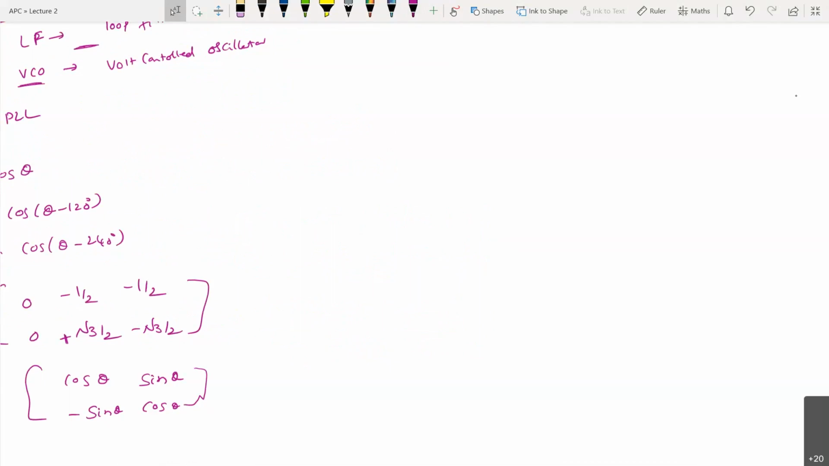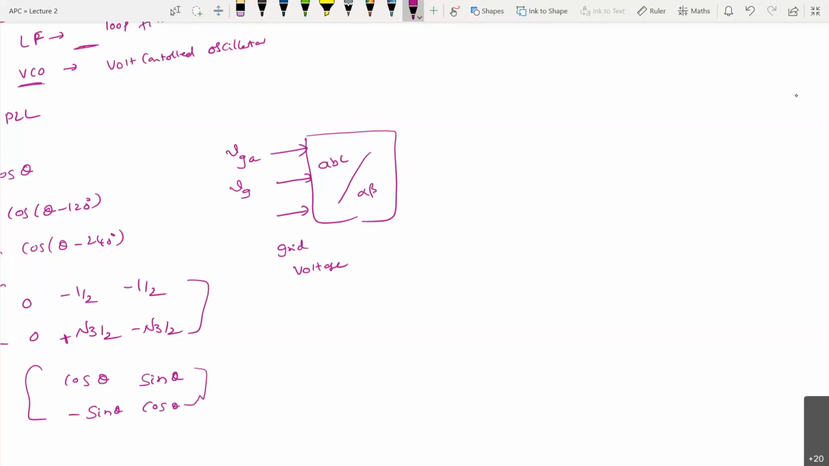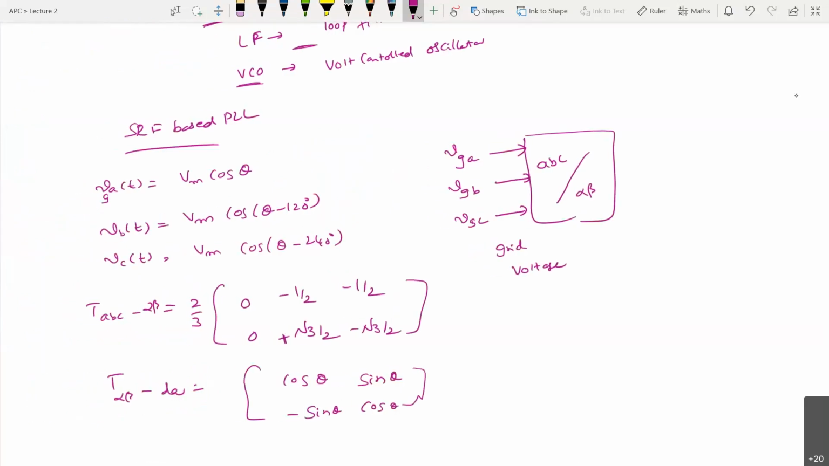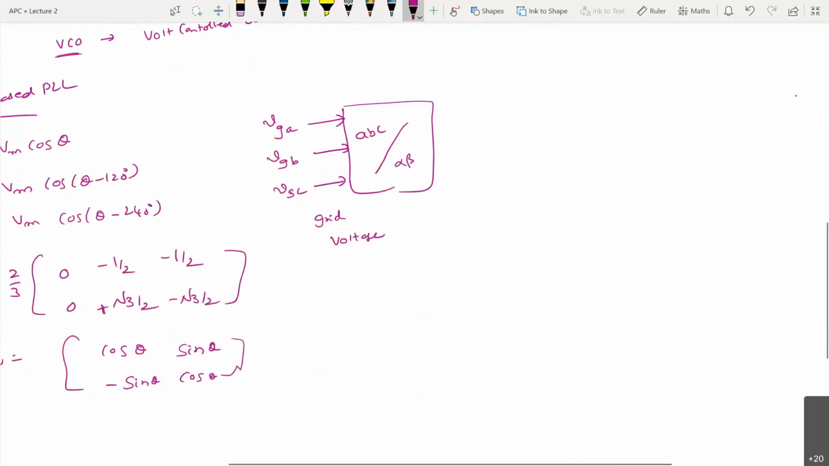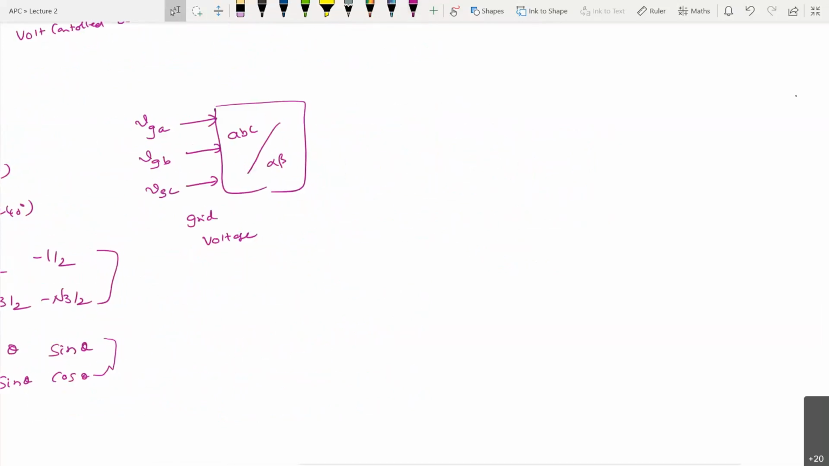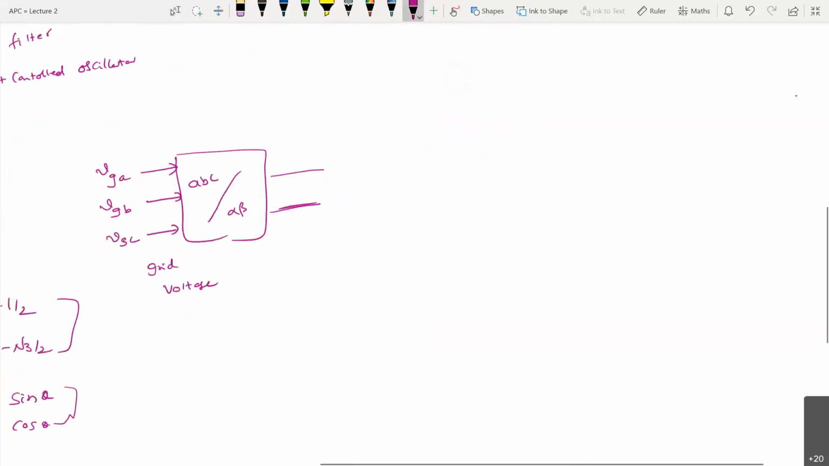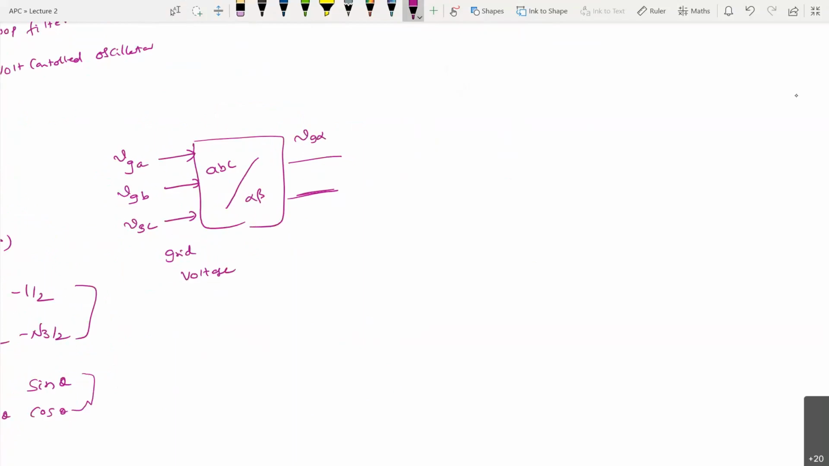First and foremost, this is ABC and this is alpha beta, and these are the grid voltages. I assume that this is VGA, VGB and VGC. These are the grid voltages. First we'll convert this into the alpha beta reference frame, so it gives you VG alpha and VG beta.